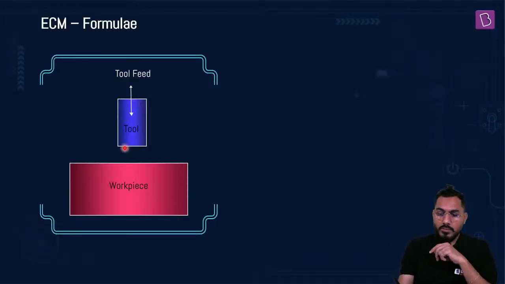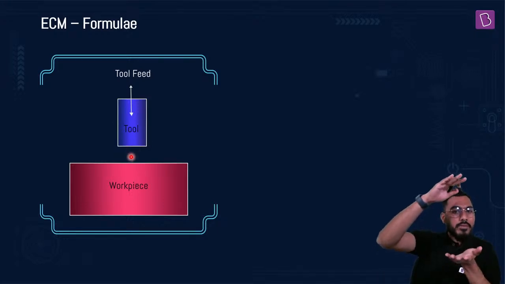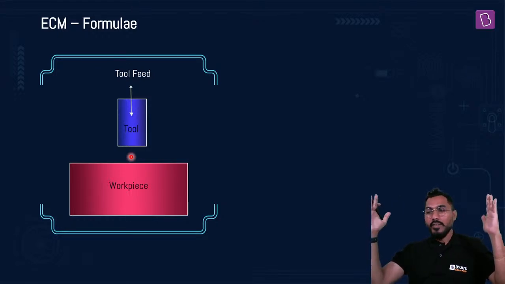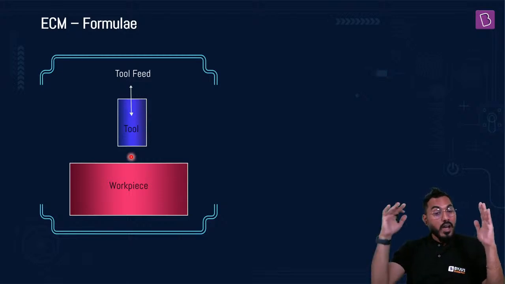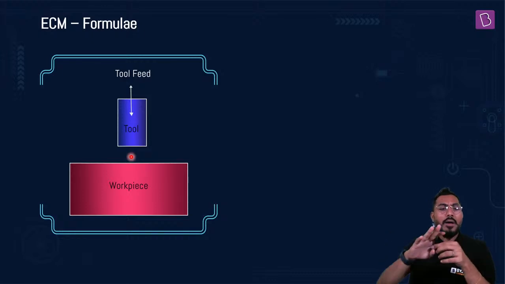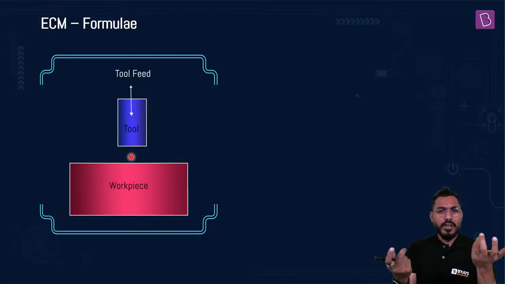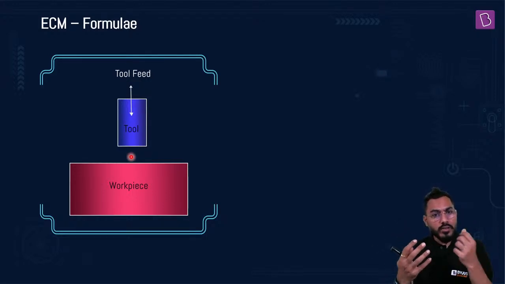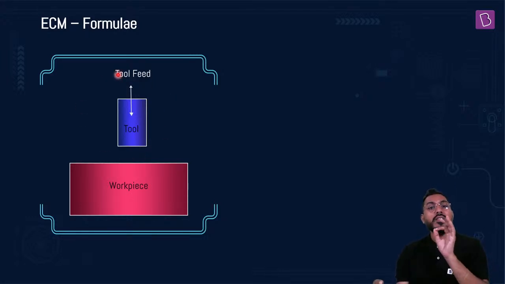Assume that I am selecting a tool and this is the workpiece. Now assume that there is a gap maintained between the tool and the workpiece. In the previous session we discussed that this is my tool, this is my workpiece, and they are separated from each other by a certain distance. That gap is filled by a conducting electrolytic solution. Now in the same manner, I am selecting one rod. The rod can be of any cross section: cylindrical, square, hexagonal, triangular, or any other. Whatever tool I select, it must have a certain cross section.